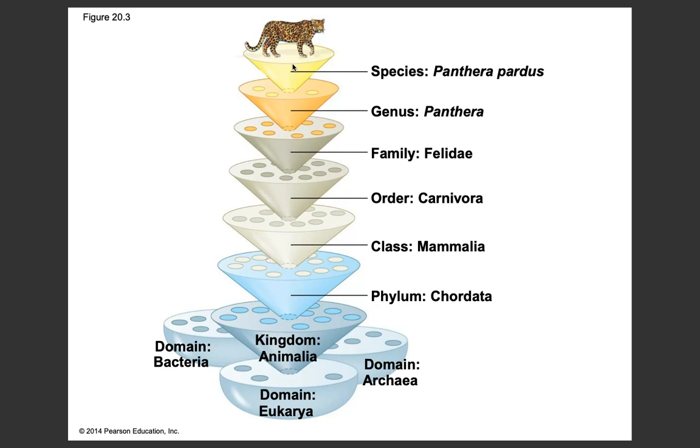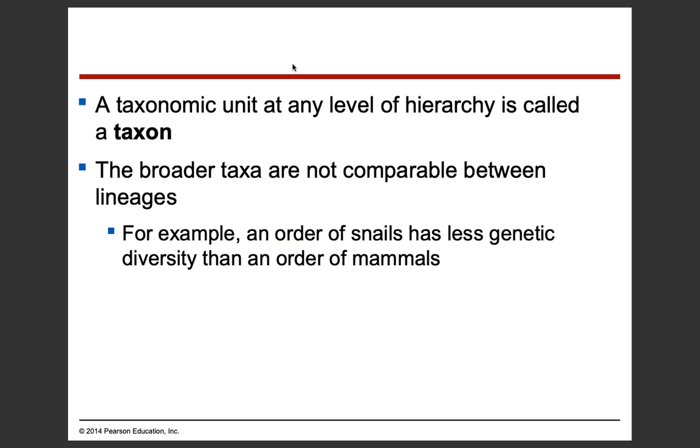Now, lions are also large cats, but they roar, so they're going to have some slight differences. They're still going to be in the same domain, kingdom, phylum, class, and order, but then they might start to split off a little bit. They're still related, but not in the same genus and species because they are not the same organism. A taxonomic unit at any level of the hierarchy is called a taxon. If you have multiple, it's called taxa.